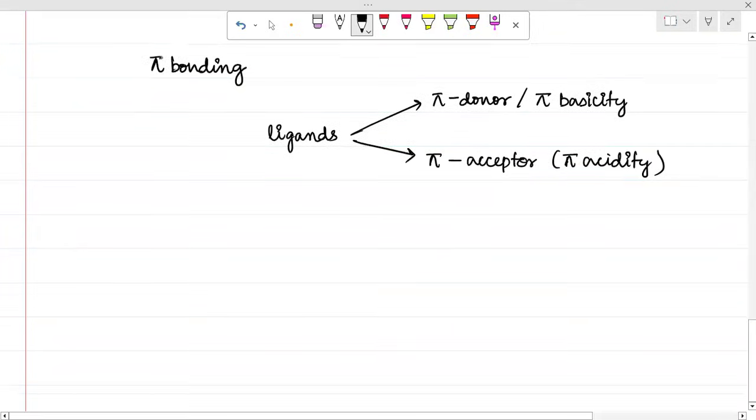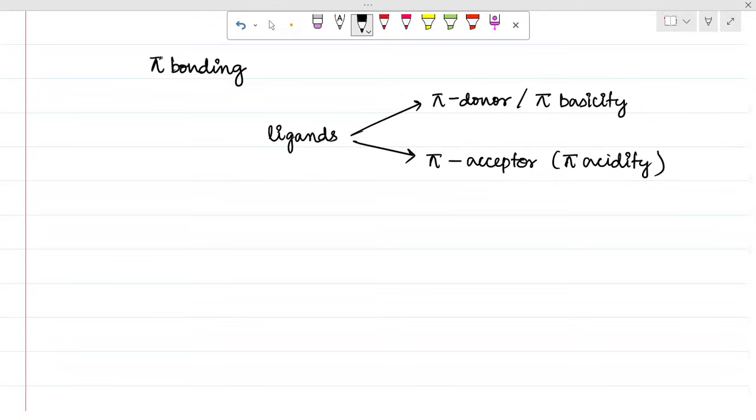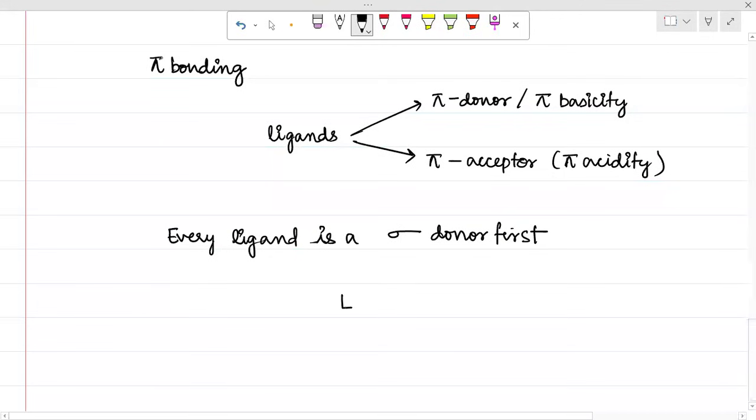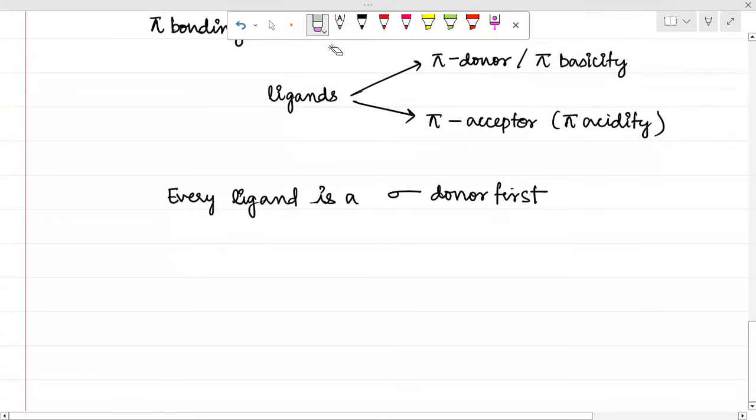Any ligand that you take, we have learned a very big spectrochemical series. Iodide, bromide, sulfide, chloride, fluoride, urea, whatever ligand that you take, is a sigma donor first. Very important. Any ligand that you take will have a lone pair of electrons which can be donated to the metal. That is the definition and the function of a ligand. So any ligand will be a sigma donor first. That is by default a property of a ligand.